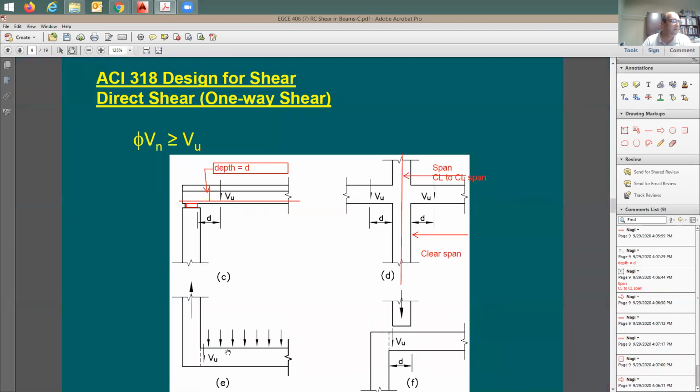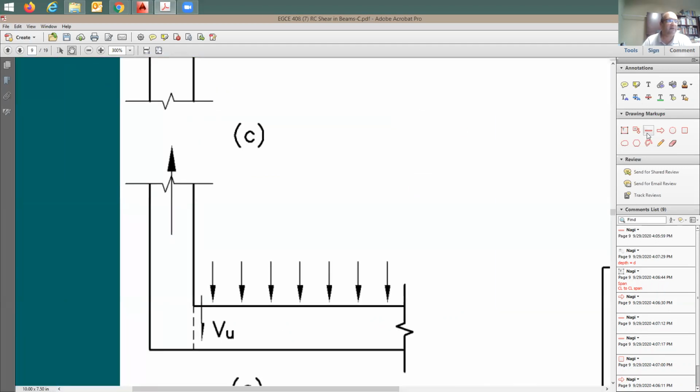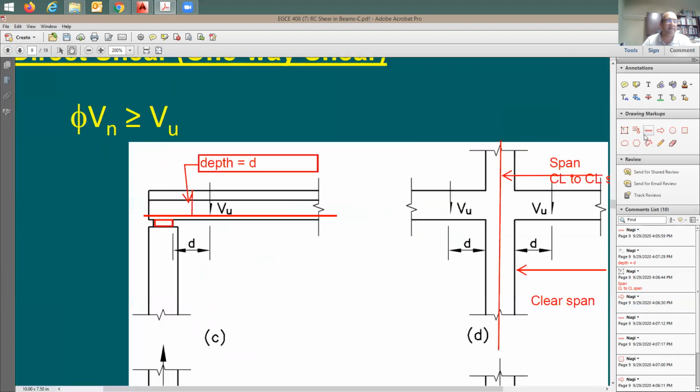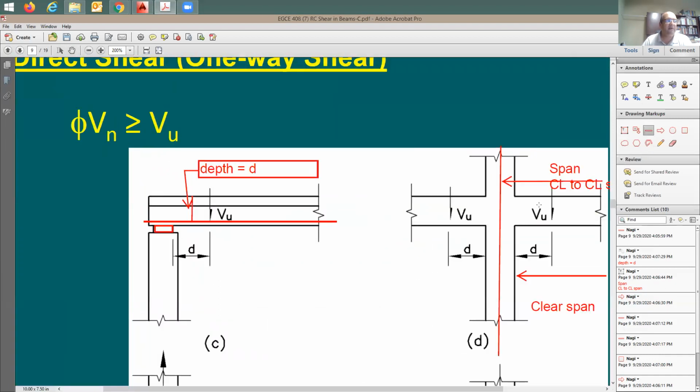We said also if the structural support is going to be like a hanger, we don't have here a chance for failure to be taken 45 degrees. Definitely it is going to happen like this. Critical section of shear is going to be right at face of support. While in this case, the failure is going to happen like this.